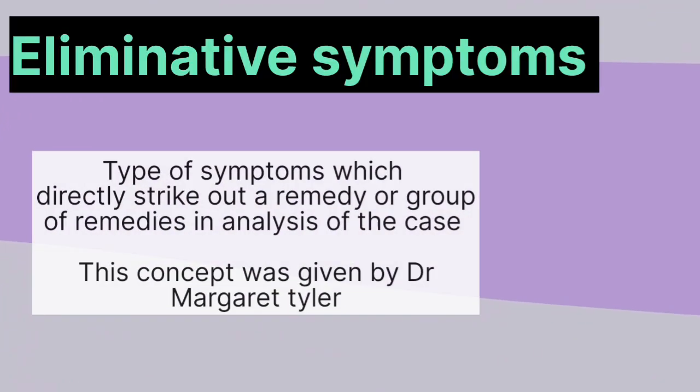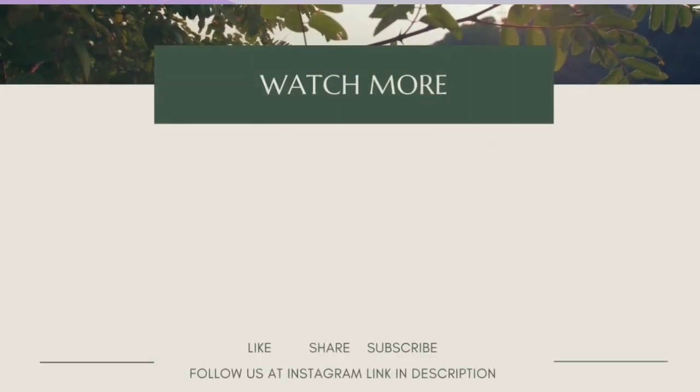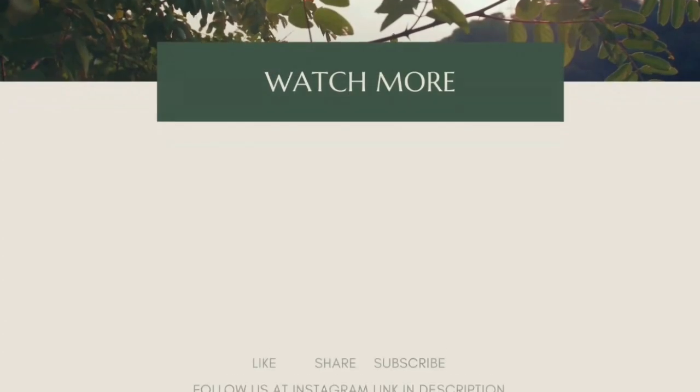And at the last, let's understand the concept of eliminative symptom. Eliminative symptom is a type of symptom which directly strikes out a remedy or group of remedies in the analysis of the case. This concept was established and was given to the field by Dr. Margaret Tyler. According to her, the totality of symptoms should be arranged in a way where the symptom which is most characteristic and cannot be excluded from the totality should be at the top, and then the medicine which doesn't cover the first symptom can be eliminated directly, and thus these symptoms are called eliminative symptoms. So this was all about symptomatology, where we have tried to explain various concepts of different symptoms in detail.